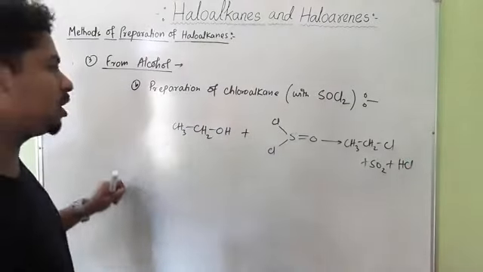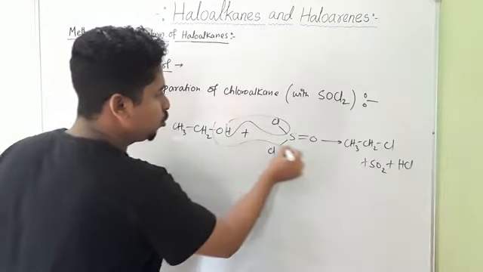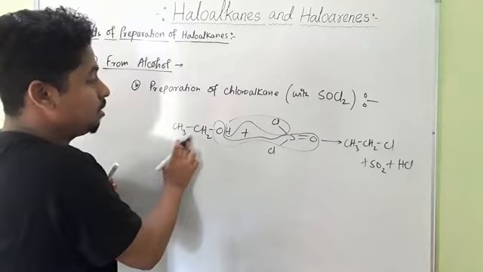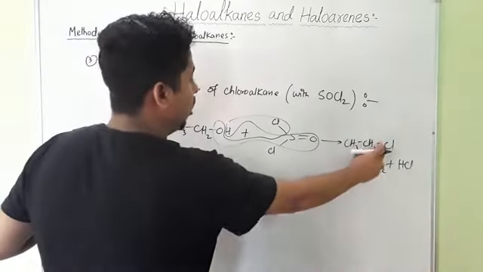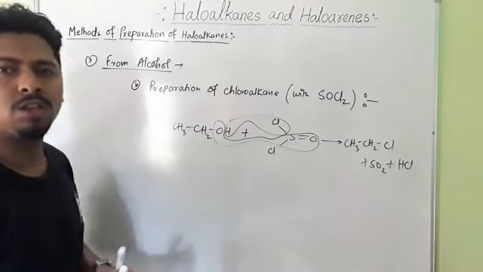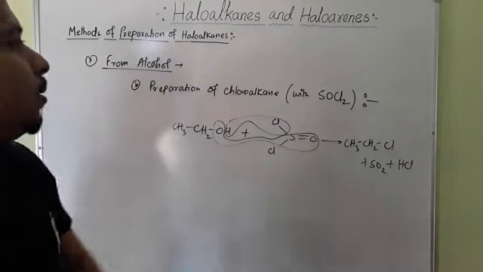Now how does this reaction occur? Here one HCl molecule will be removed. One SO2 molecule, sulfur dioxide, will be removed, and we are left with CH3CH2Cl plus SO2 plus HCl plus HCl. So this is one of the most convenient methods for the preparation of chloroalkane.